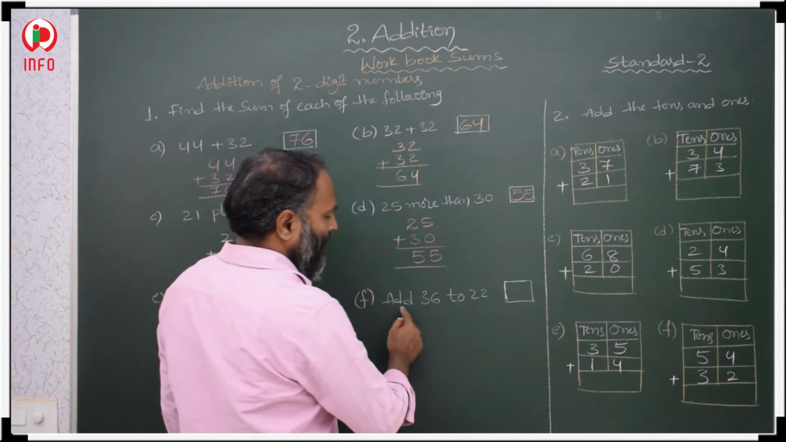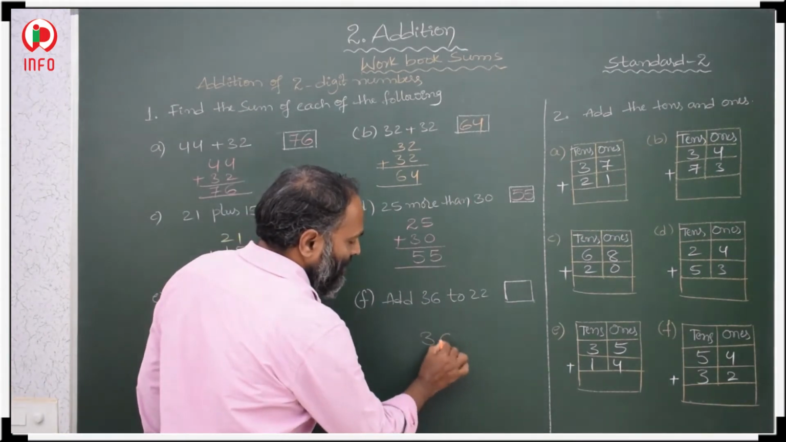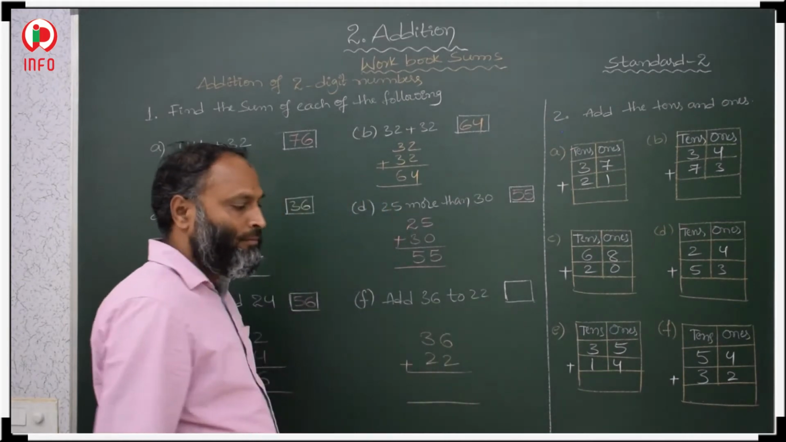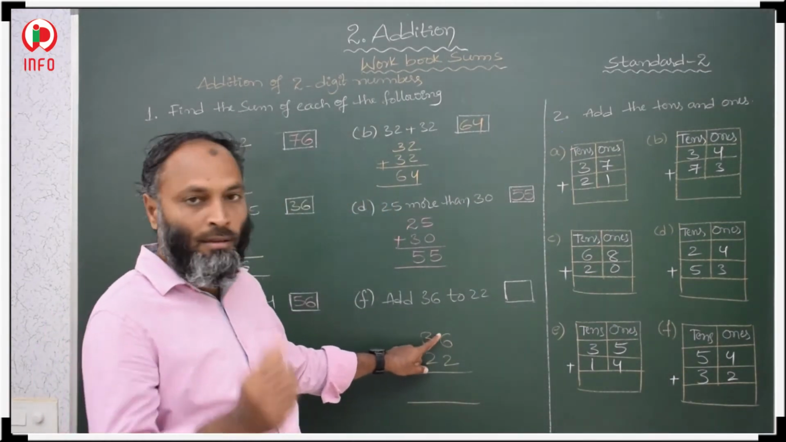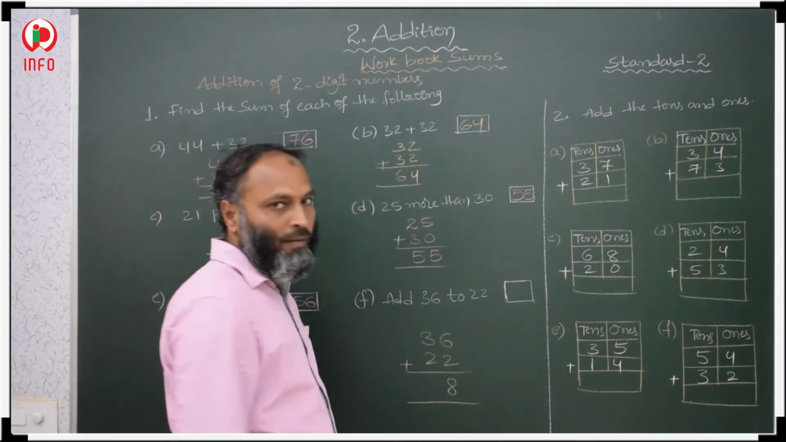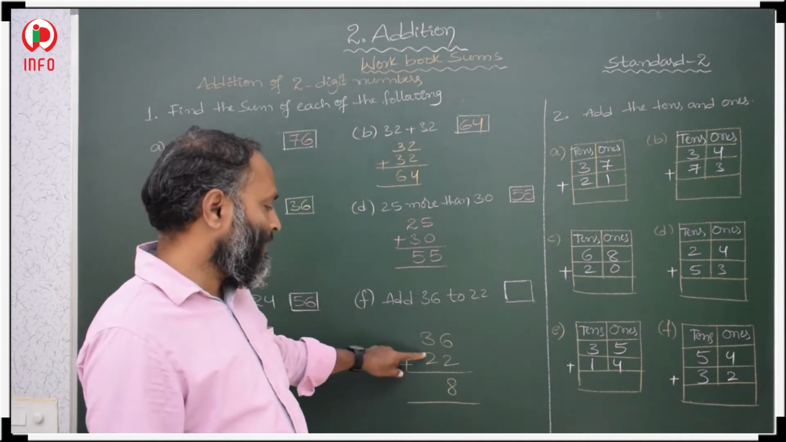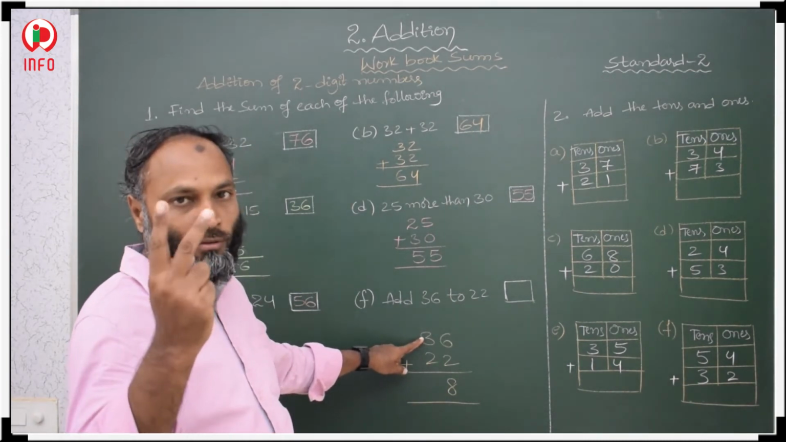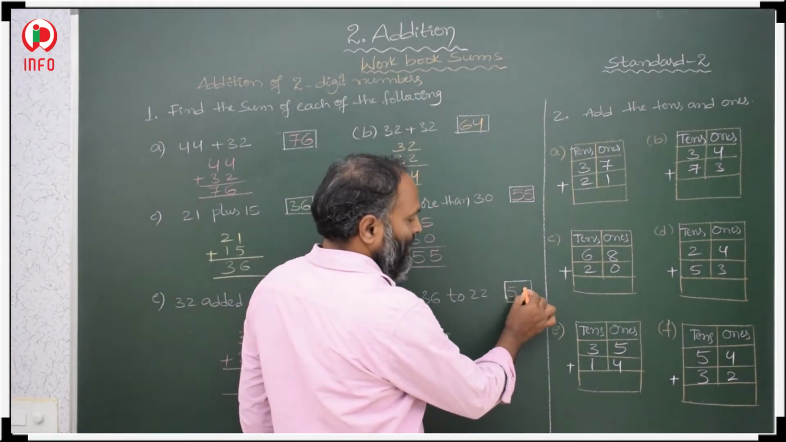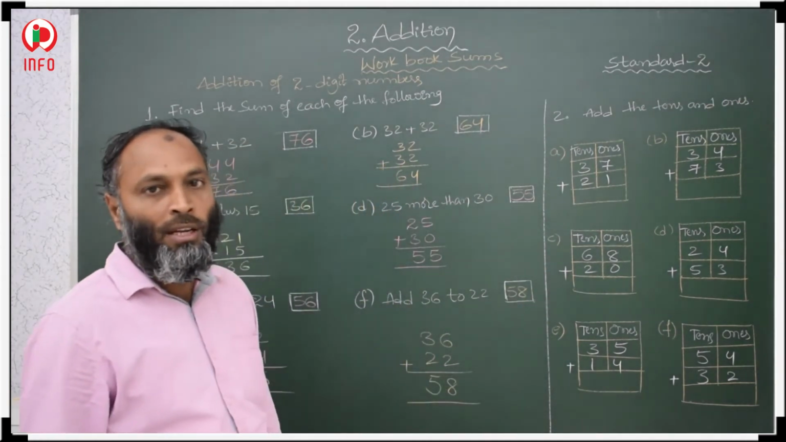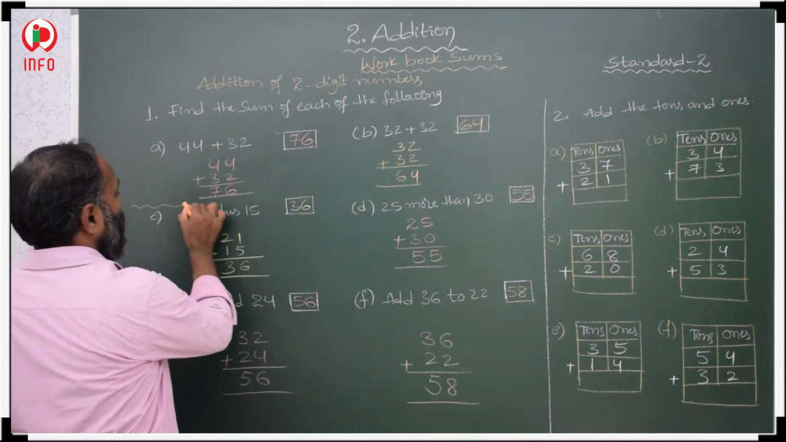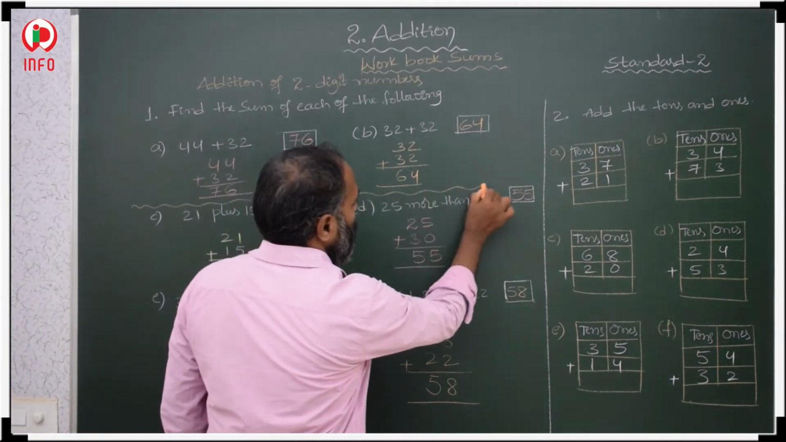Now here, add 36 to 22. 36 and 22. 6 plus 2, 8. Here 8 in ones place. In tens, 3 and 2. 3 plus 2, 5. 58. The answer here is 58. So in this way we have to add our sums.